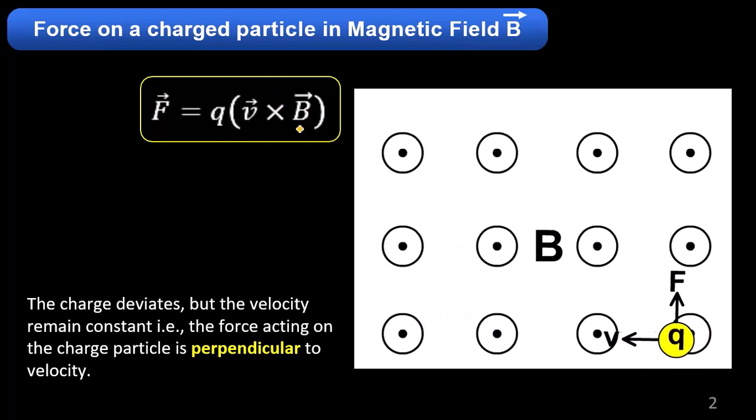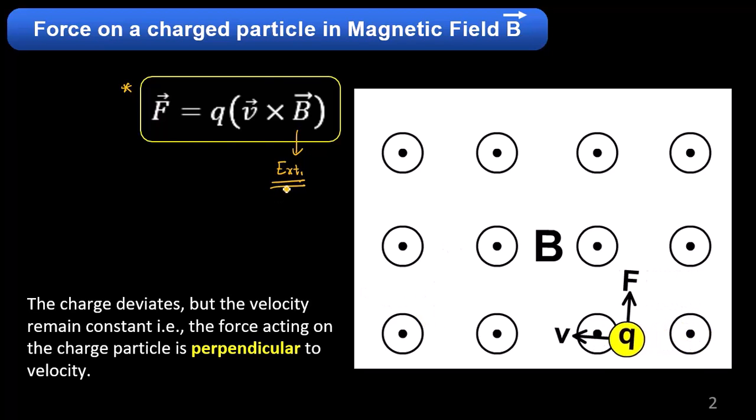So if the magnetic field is there and a charged particle is there, then the force experienced by the charged particle is given by this expression. It is Q into v vector cross B vector. What is v? v is the velocity with which the particle is moving, and B is the magnetic field inside which the particle is moving. So this B is nothing but the external magnetic field.